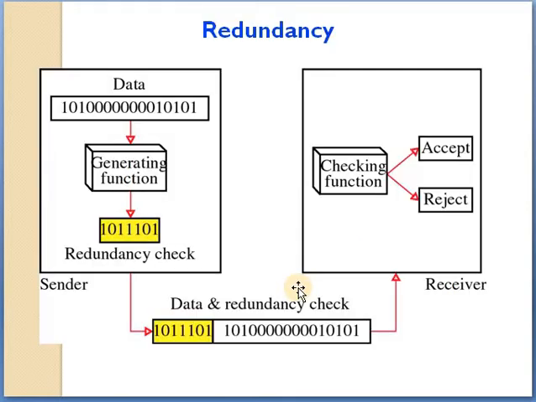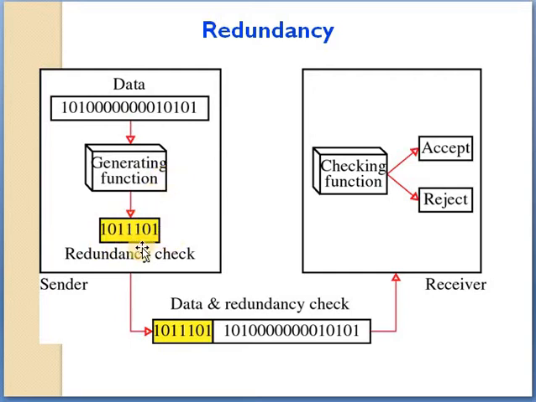Next point is the process of using redundancy bits to check the accuracy of the data unit. The figure shows this process. First, the data stream is generated and it passes through a device that analyzes it. It passes to the generating function, which analyzes it and adds an appropriately coded redundancy check.